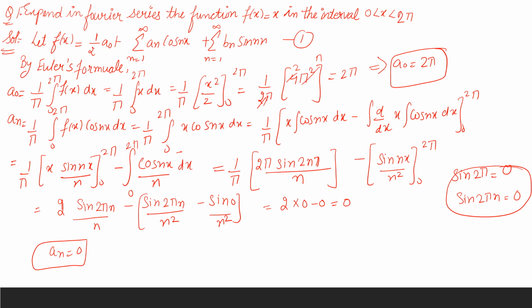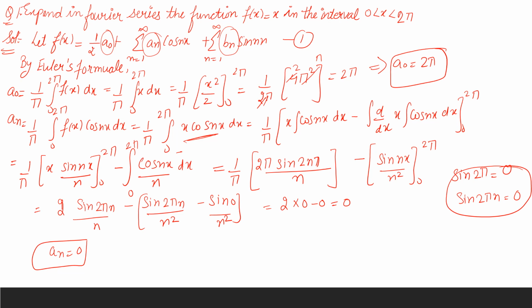Then to find the series, you have to find a naught, an and bn by Euler's formula. We already discussed Euler's formula. a naught is equal to 1/π ∫ from 0 to 2π f(x) dx, that is 1/π ∫ from 0 to 2π x dx. When we integrate this, we get x²/2 from 0 to 2π. Then when we solve this and put the values, we get a naught equal to 2π. And then an = 1/π ∫ from 0 to 2π f(x) cos nx dx, that is 1/π ∫ x cos nx dx.